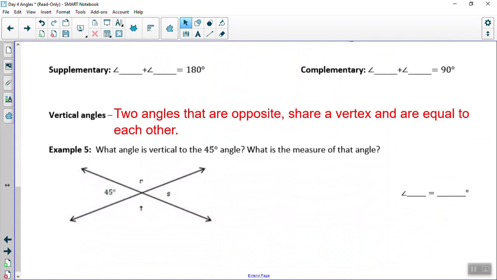So they wanted to know which angle is vertical to 45. We would say the S. So angle S. Now one of the other things that they've said about vertical angles is that they are equal to each other. So if this angle is 45, then angle S is also going to be 45 degrees.